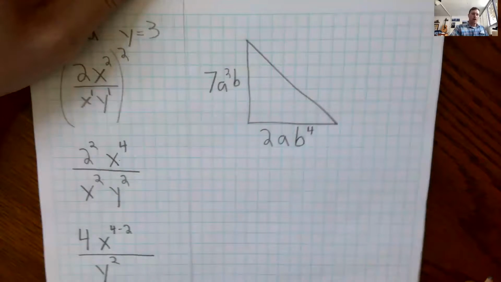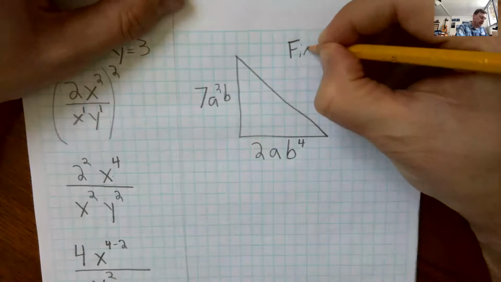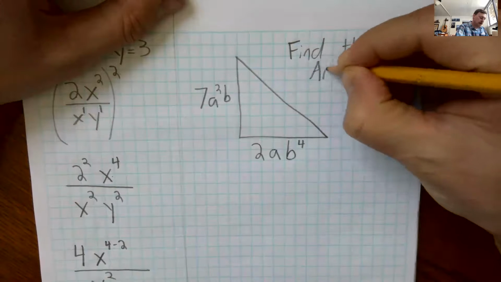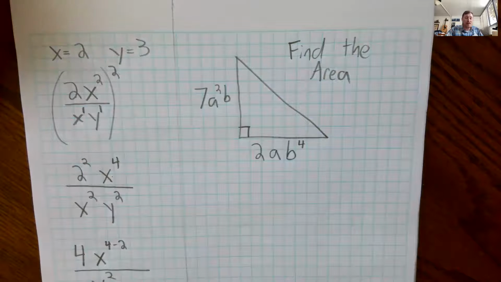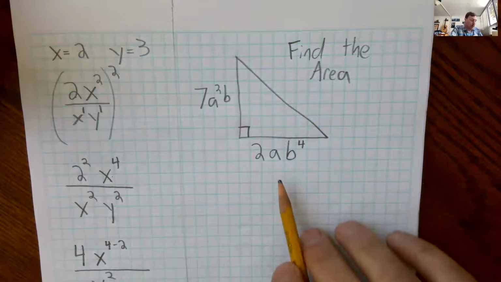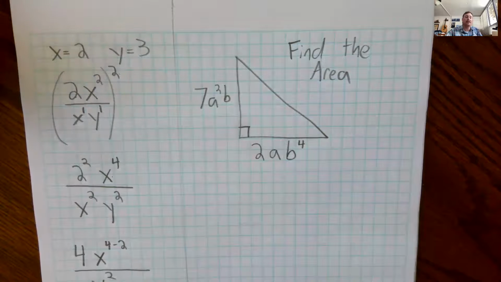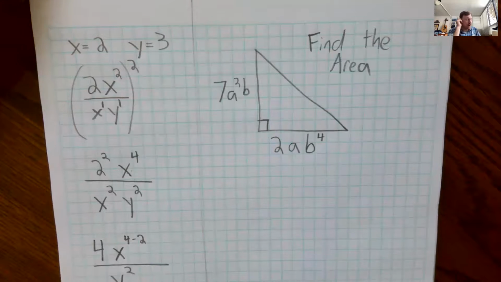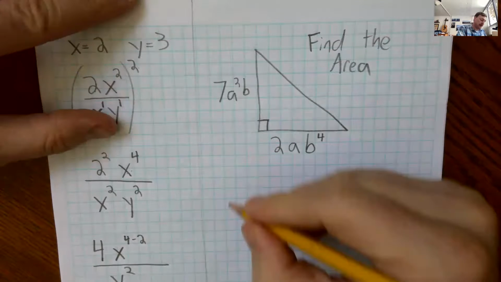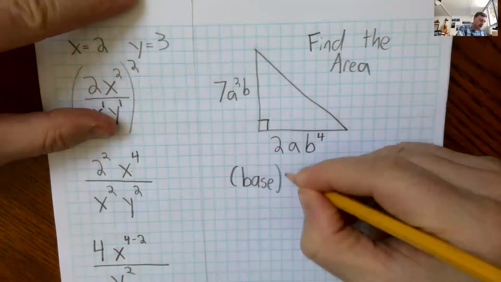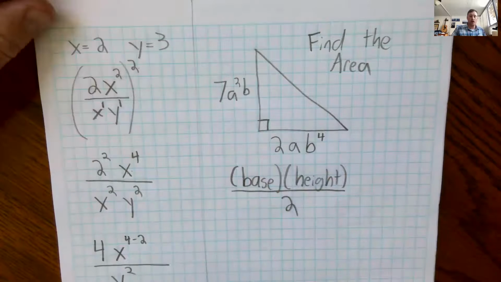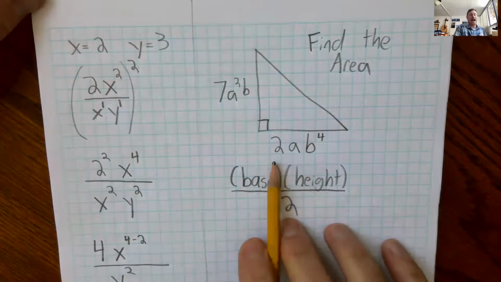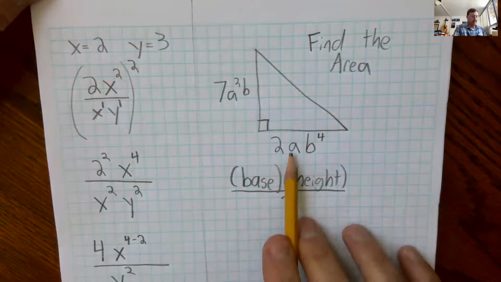Okay, one more. I'm asked to find the area. Let's assume that's a right triangle. We're not going to be able to find the exact number because we don't know what A and B are, but we can come up with an expression that represents the area of this triangle. So the first thing I need to think about is, what is the formula for the area of a triangle? That is base times height all over 2. Luckily for us, we know what the base and height are. We don't know exactly what they are, but we know the expressions that represent them.